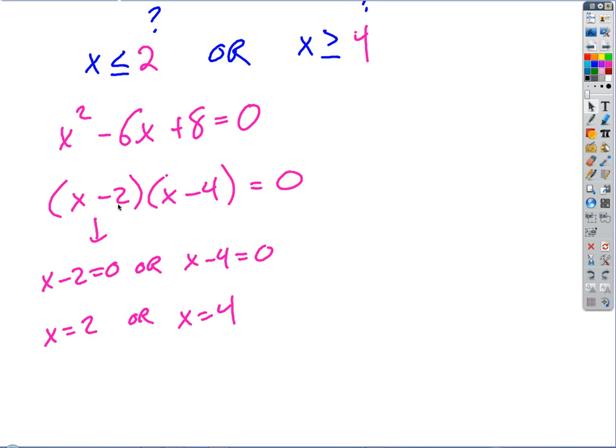Yes, ma'am. But you can use the quadratic formula. Yeah, plus and minus. Not exactly. You can always use the quadratic formula too. It's just that if you can factor easily, it's a lot quicker.